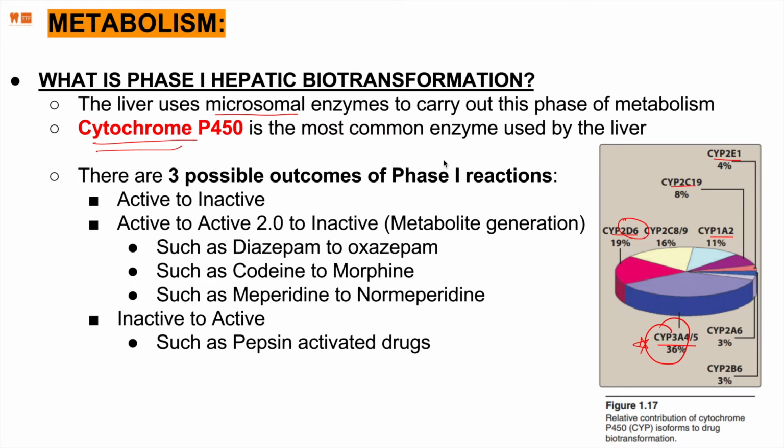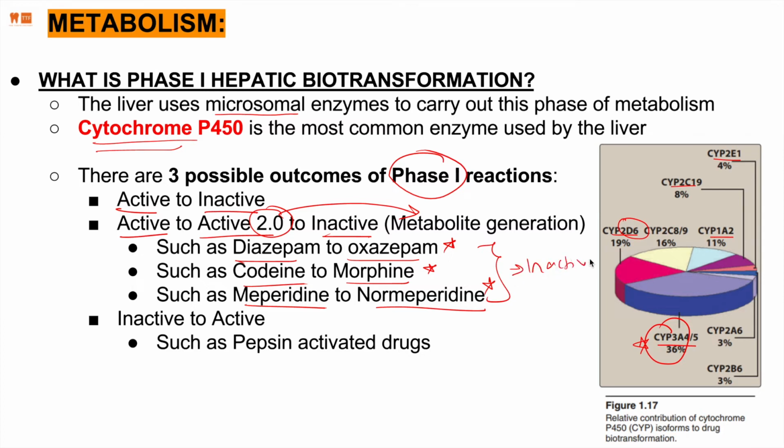There are 3 possible outcomes of phase 1. When the drug enters the liver to be metabolized, there are 3 possible outcomes of phase 1. One, an active drug will turn into inactive. We just talked about that. The other is the active drug will turn into active 2.0 and then to inactive. This 2.0 is known as a metabolite, the product of metabolism, such as diazepam turning into oxazepam, which is still active. Codeine turning into morphine, still active. Meperidine turning into normeperidine, still active. And then at the end, it will inactivate itself in the further processes of biotransformation.